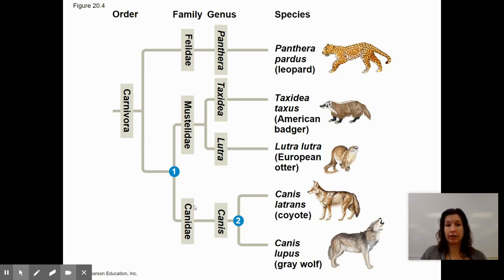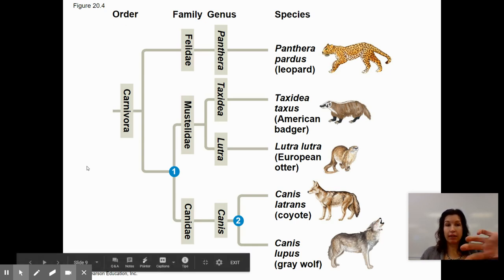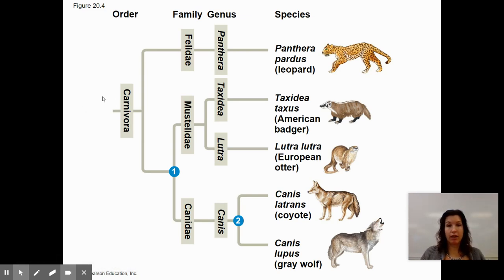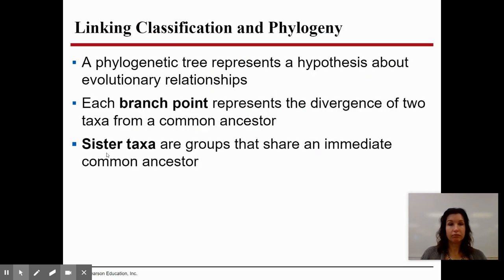And we can turn this. So this can be on the side like this. We could flip it so that this branch was at the bottom instead of on the side. We can do it on an angle. They all mean the same thing. So a phylogenetic tree represents a hypothesis about evolutionary relationships, and each branch point represents the divergence of two taxa from a common ancestor. So two species from a common ancestor.